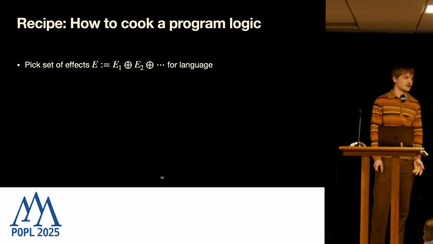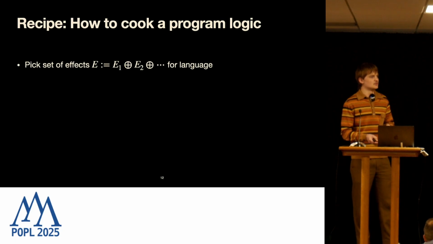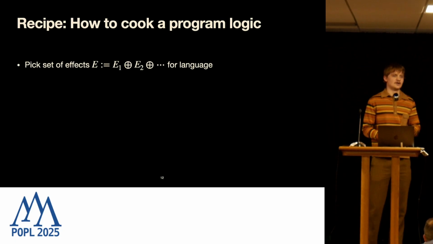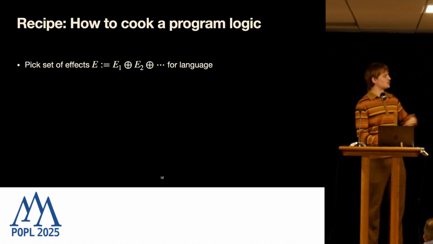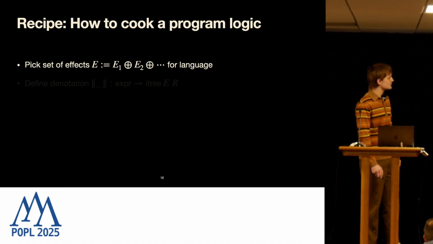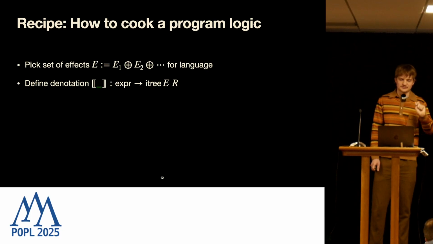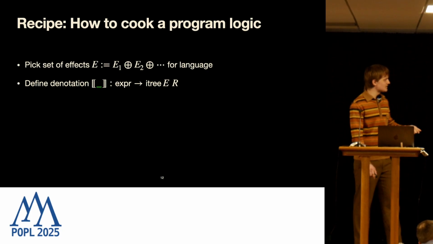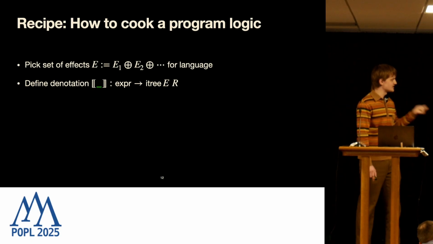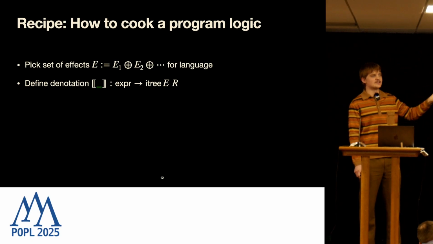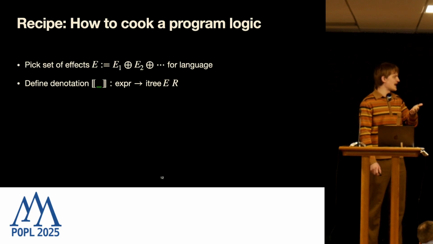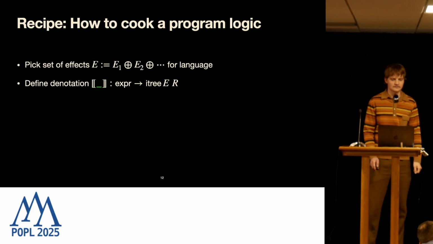Now, it might also be that your language has some more esoteric features which necessitate custom effects. And in that case, you'll have to define your own custom effects, but you can put them together with these common effects. Once you've done so, you need to specify the semantics of the language. And the way we do that is by means of denotation. So you define a denotation that for each expression in the language associates an I-tree that captures the behavior or the semantics of that expression.